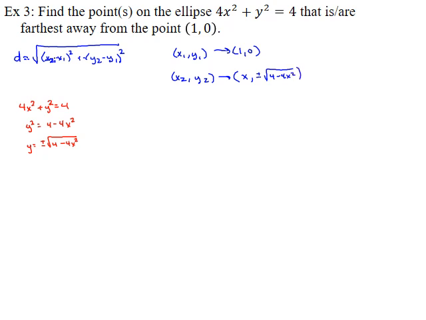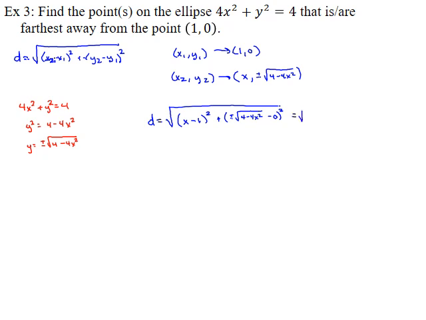I am now going to take these four numbers, or four functions, or four parts, and plug them into my distance formula. So I can say that distance is equal to the square root of x2 minus x1, so that would be (x minus 1) all squared, plus y2, which is plus or minus the square root of 4 minus 4x squared, minus 0, all squared.